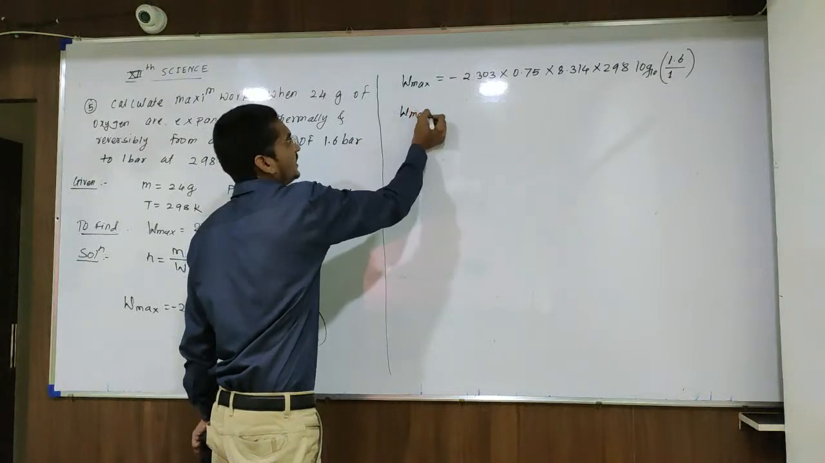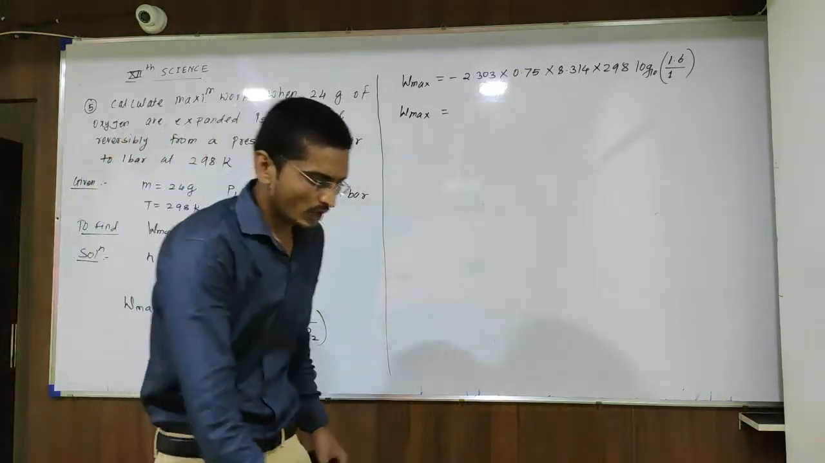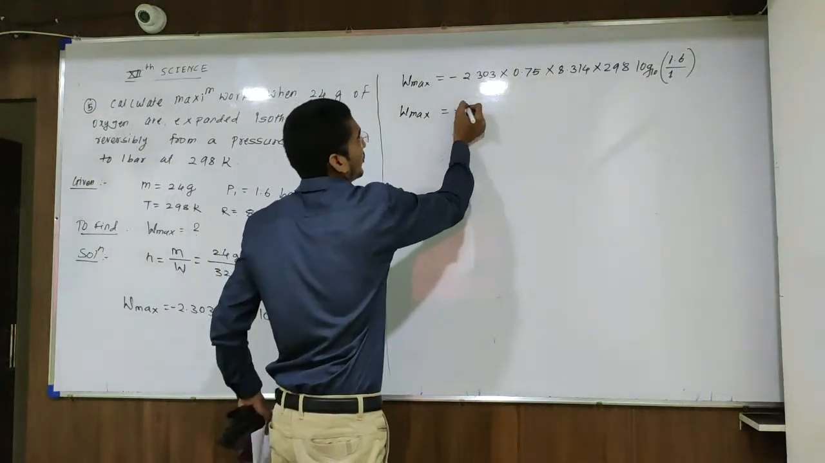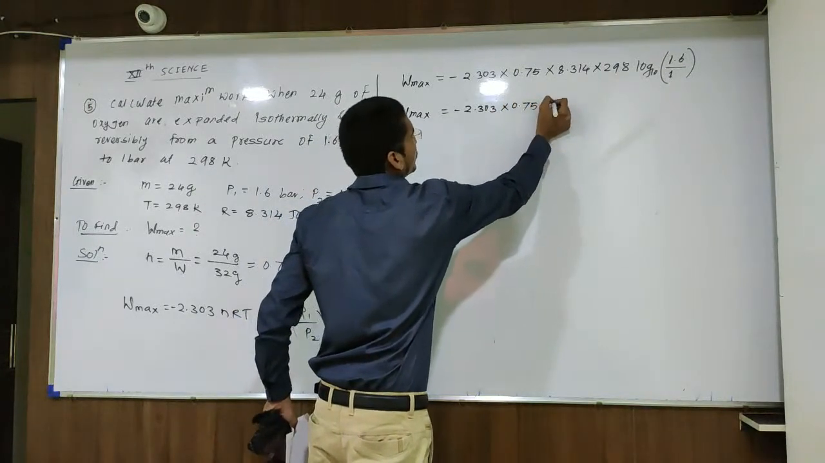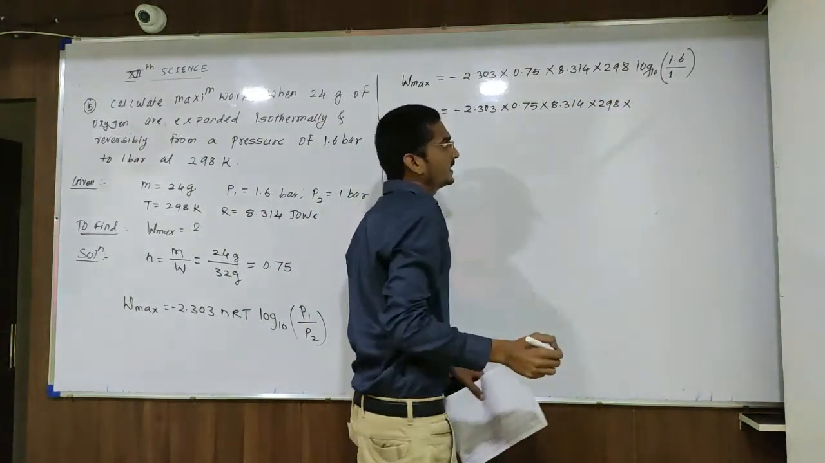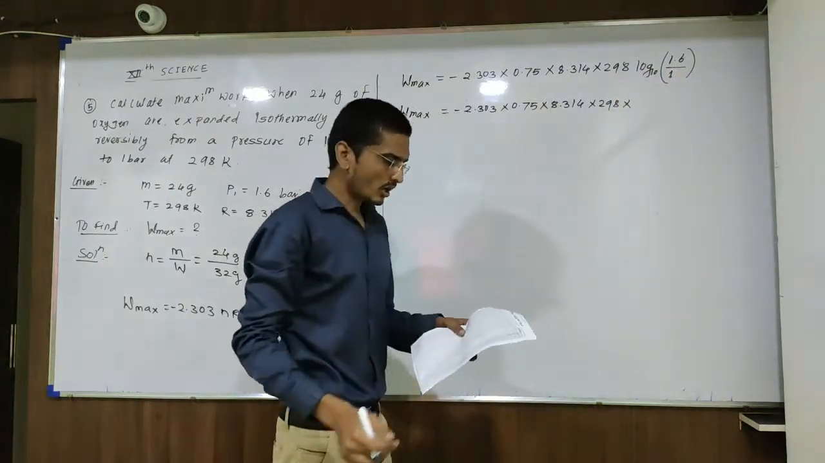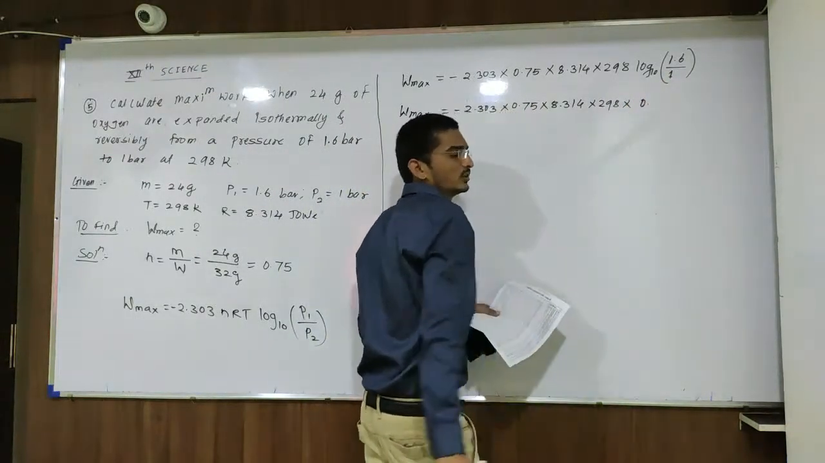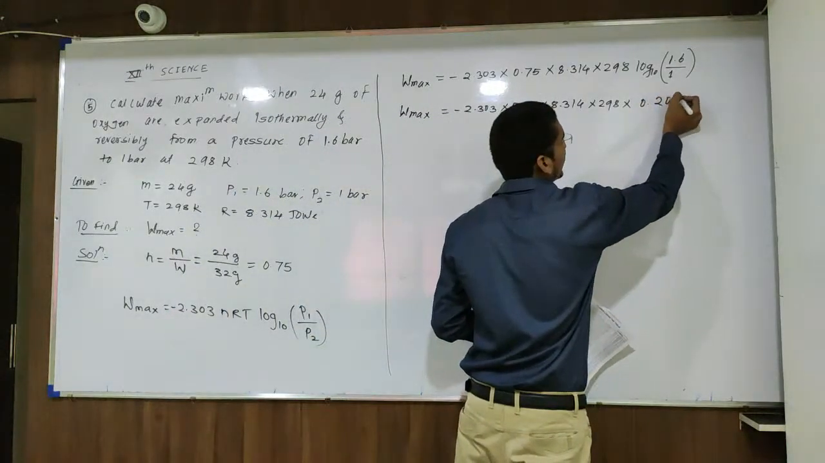So W max is equal to, first of all solve the log to the base 10 of 1.6. So what is the value of log 1.6? You just write it with the help of a log table. So minus 2.303 multiplied by 0.75 into 8.314 into 298, into log to the base 10 of 1.6 divided by 1, that is the log of 1.6. So what is the characteristic of this 1.6? It should always be 0. So what is the value of log of 16? That is 2041.